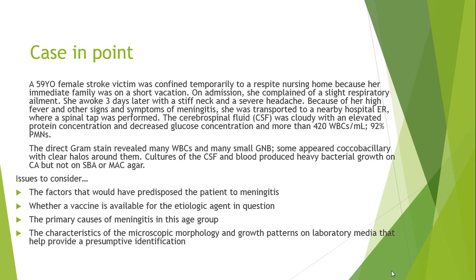Primary causes of meningitis in this age group. We'll talk about meningitis in very young, 3-month-old to 6 years, and we'll talk about meningitis in older populations, like your 60s and your 70s. So different organisms will cause meningitis in your older population than you would see in your very young population. So the age of the patient can clue you into a certain kind of organism. And then some characteristics of the microscopic morphology and the growth patterns help you lead to this presumptive identification. So just from this, I'm thinking Haemophilus influenzae.